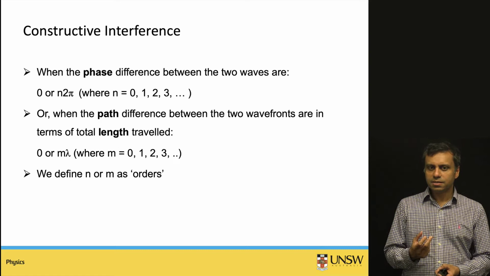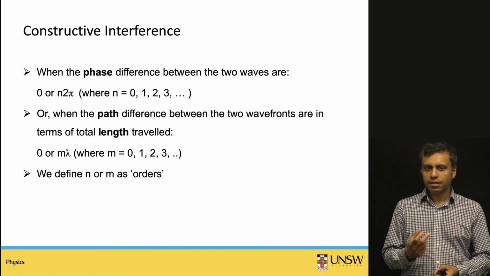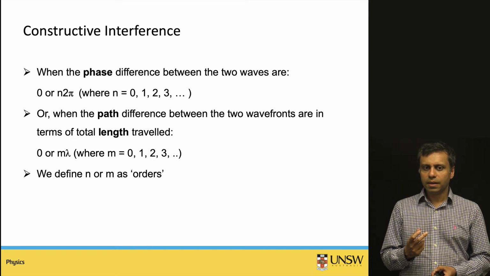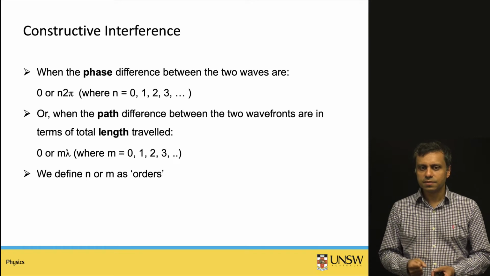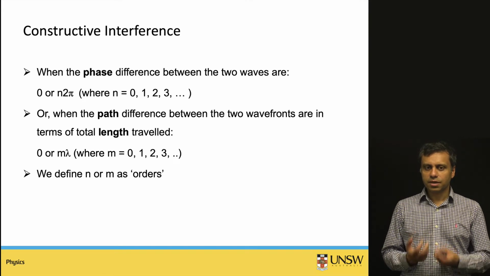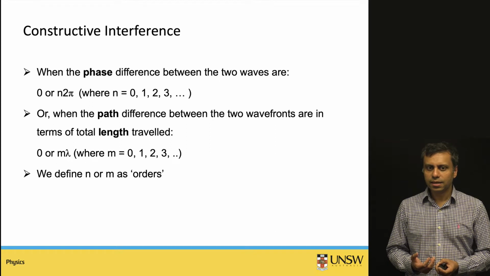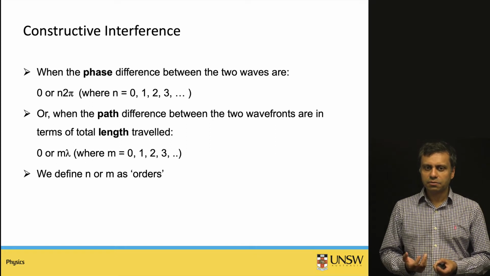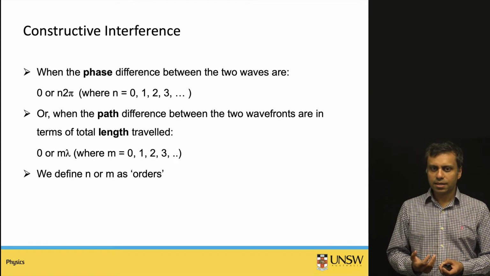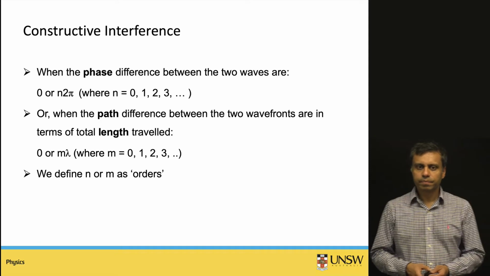And if the phase differs by n times 2 pi between the two waves, then basically we have constructive interference. And in this case, n can assume any integer value including 0 and any positive integer value basically.